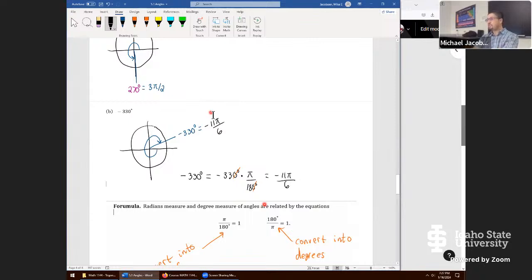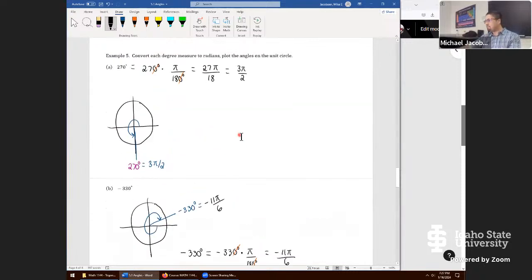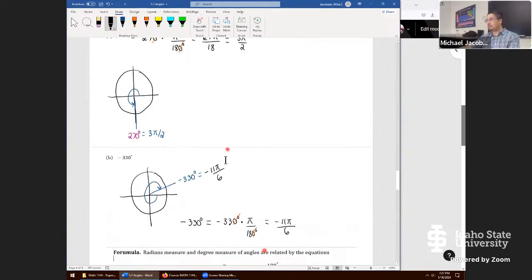Well, we got it, folks. That's the end of all those conversions. And again, more importantly than the conversions are, where did the radian measurements themselves end up? Like the 3 pi over 2, 11 pi over 6 is probably the most important part of this entire problem.